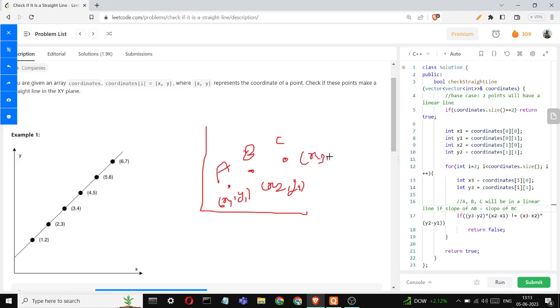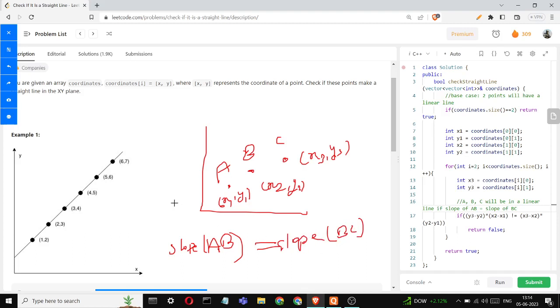Okay, so if we want to know whether these 3 points are in a single line or not, we need to know the slope of AB, guys. What is slope? The steepness of a line. So we need to know the slope of AB, and if this is equal to the slope of BC, that means this is in a linear line, guys.